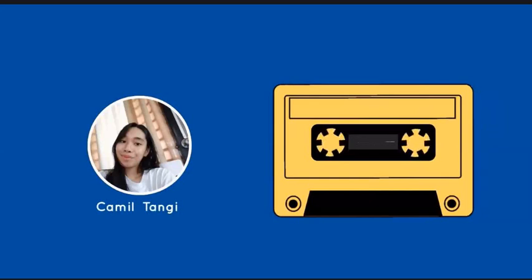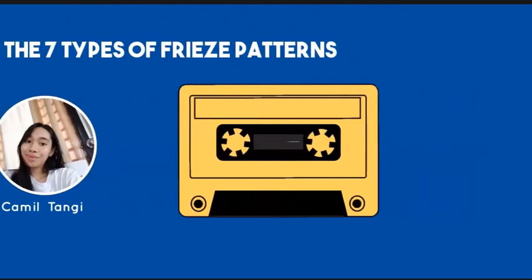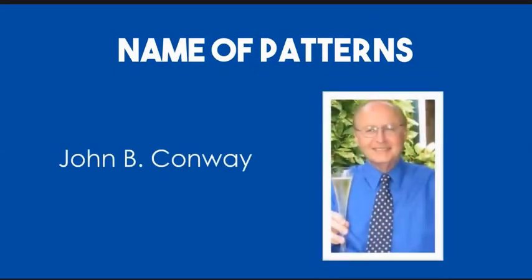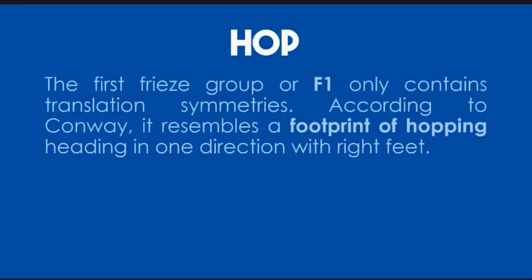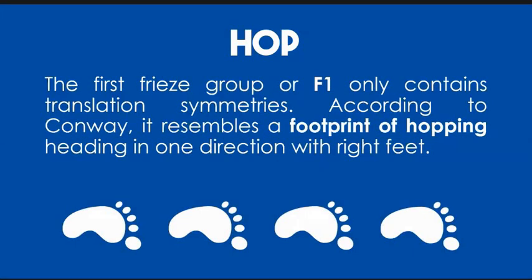Thank you, Ms. Aronan. And now, let's go back to our topic, the 7 types of Frieze patterns. The names of each pattern were coined by a mathematician named John B. Conway. For the first group, it is known as F1, which contains only one translation symmetry. According to Conway, F1 is also called a hop, as it resembles a footprint of hopping, heading in one direction with right feet.